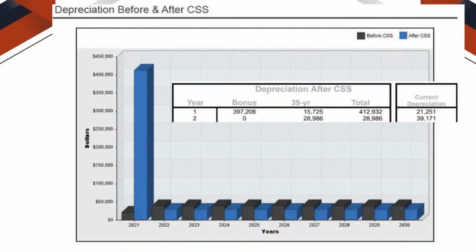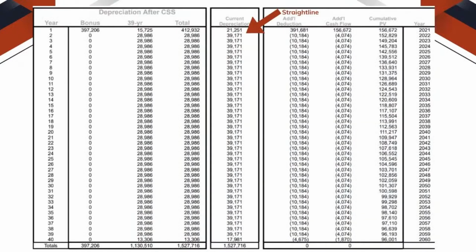And I'll go into that in a moment, but let's look a little bit closer at straight line depreciation, or 1 divided by 39, or the value divided by 39 would be that middle column. It says current depreciation. That's if you divided it evenly over 39 years, you could write off as a loss almost $40,000 a year, which means you don't pay taxes on $40,000. You don't owe taxes. You get to claim that you lost $40,000.